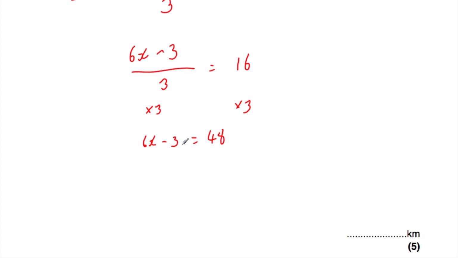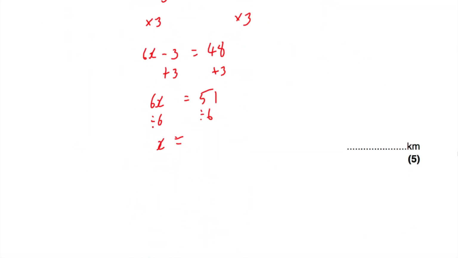Okay, now we've got 6x minus 3 is equal to 48. We want to solve this equation, so we want to get rid of this minus 3, so we're going to add 3 and add 3. So on the left hand side, we had 6x minus 3. We're adding 3 to get rid of the minus 3, so we're just left with 6x. And on the right hand side, we had 48 plus 3 is equal to 51. Okay, now we want to get rid of this multiplied by 6, so we're going to divide by 6 and divide by 6. So our left hand side would just become x, because 6x divided by 6 is just x. And the right hand side would go 51 divided by 6.